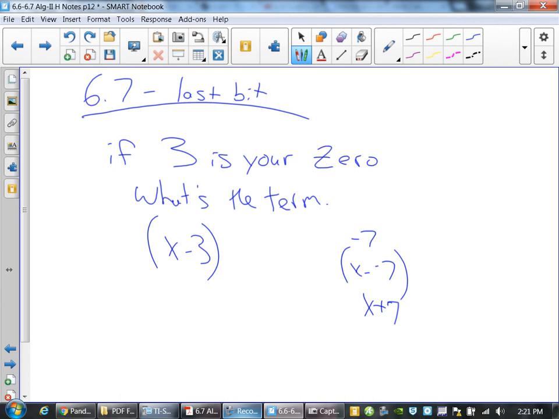All along, I've been talking to you guys about the relationship between zeros and terms. Well, today, you're going to write the polynomial given the terms. We're going to write the polynomial given the terms.